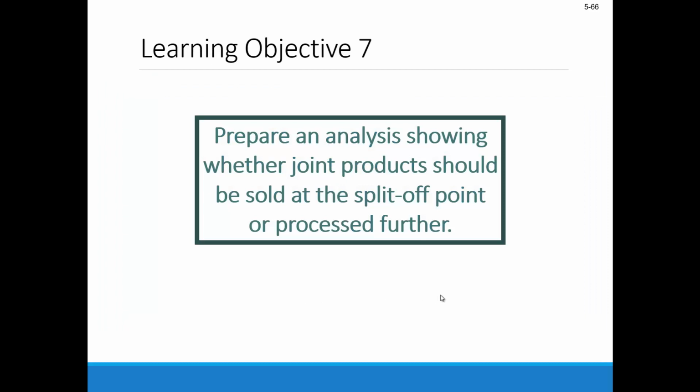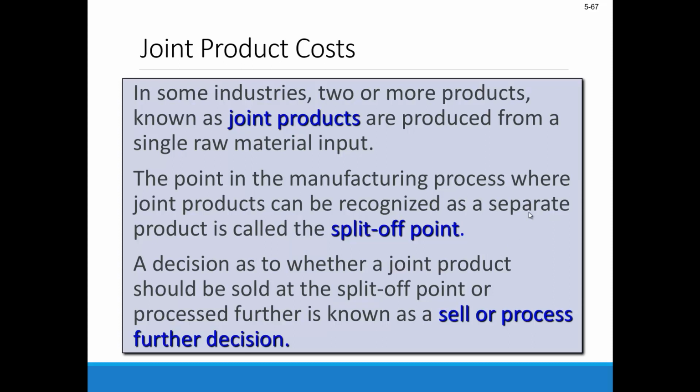LO7 was our final decision context, so that's preparing an analysis showing whether joint products should be sold at the split-off point or processed further. So in some industries, a bunch of different products, known as joint products, come from a single raw material input. And the point in the process where these joint products can be sort of disentangled or recognized as separate products, we refer to as the split-off point.